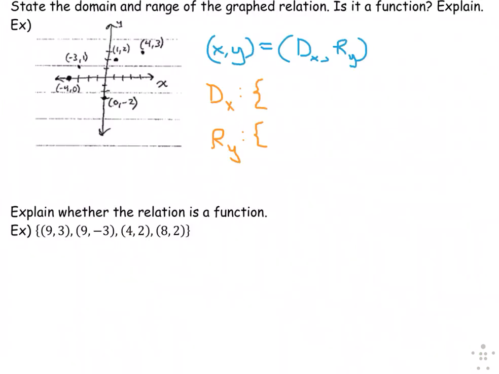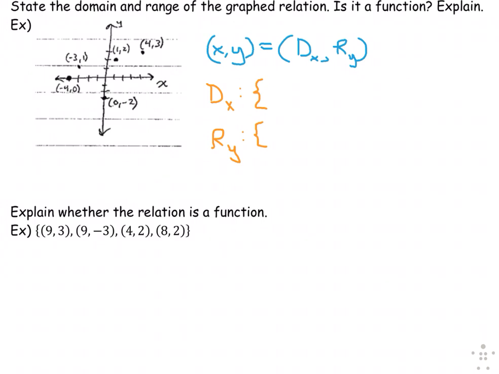In this next example, we are looking at a set of points graphed on a Cartesian coordinate plane. We want to state the domain and range of the graphed relation and then answer the question of whether it's a function or not. So in general, you want to understand that the x and y ordered pairs give you the domain and range respectively.